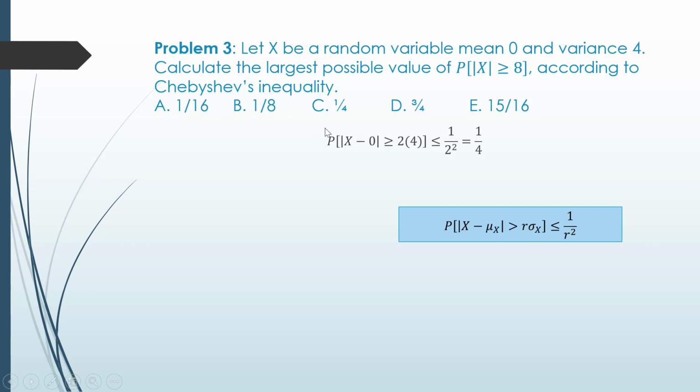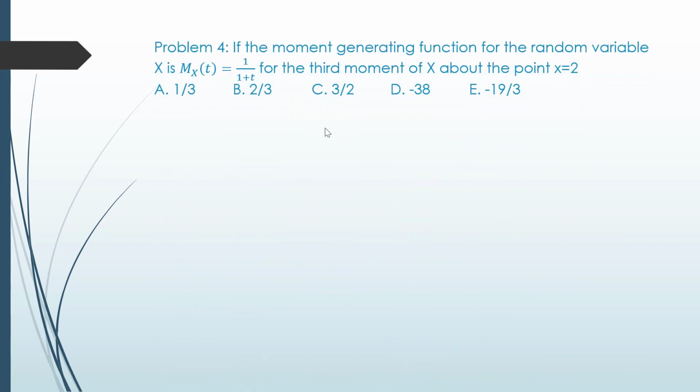Next, problem 4. If the moment generating function of a random variable x is M_X(t) equal to 1 over 1 plus t, find the third moment of x about the point x equal to 2. The formula to find the third moment of x about the point x equal to 2 is the expected value of (x minus 2) whole cubed. We expand this cube inside the parentheses. So this is x cubed minus 6x squared plus 12x minus 8.